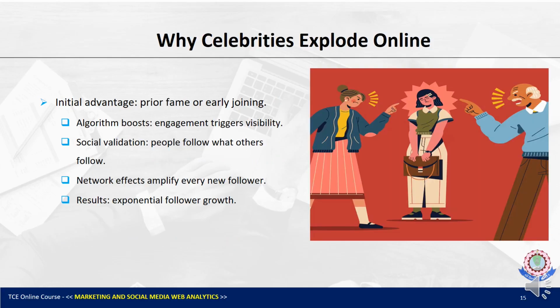Why do celebrities explode online? Celebrities enjoy preferential attachment naturally. They have early visibility, media coverage, and an existing fan base. Algorithms amplify their engagement. This ensures exponential follower growth.